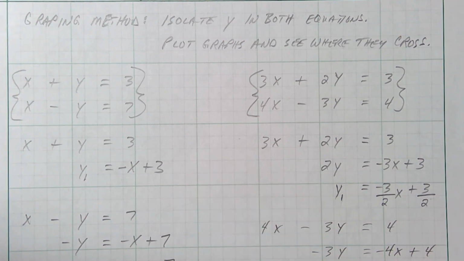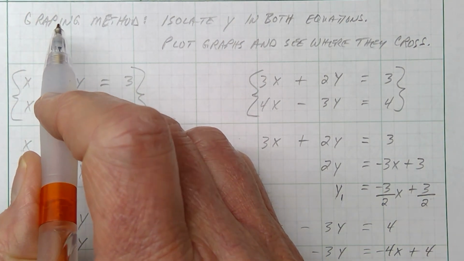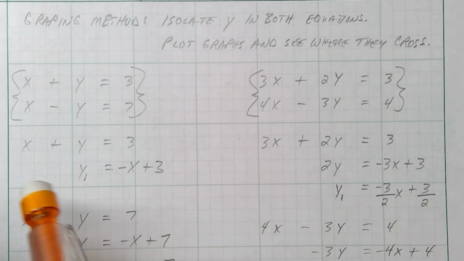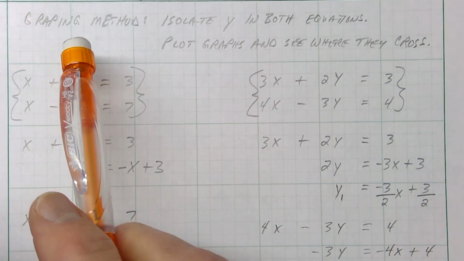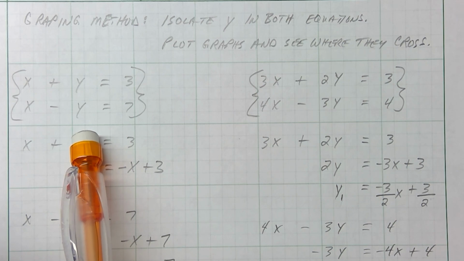Oh, I was supposed to say graphing up there. Okay, pretend there's an H right there. I'll fix it later. Graping method? I don't know what that is, but it sounds horrible. All right, let's use the graphing method.